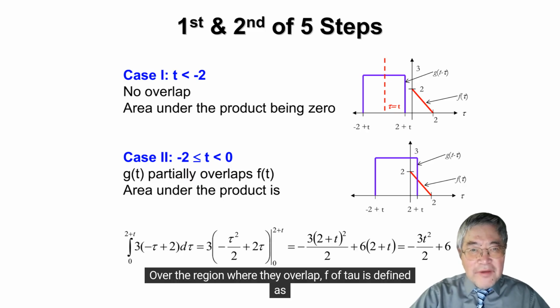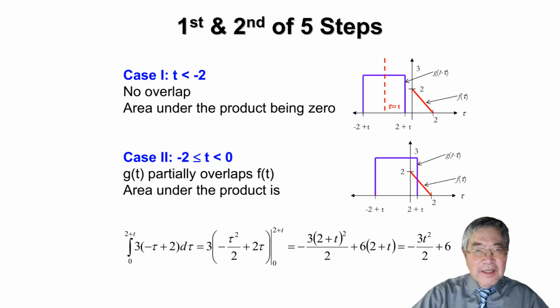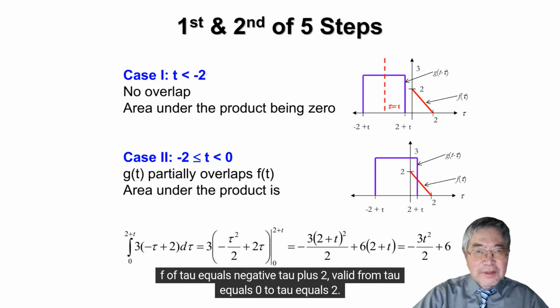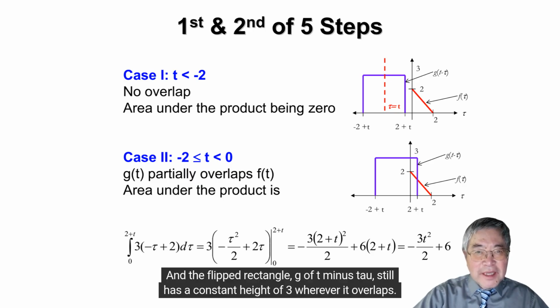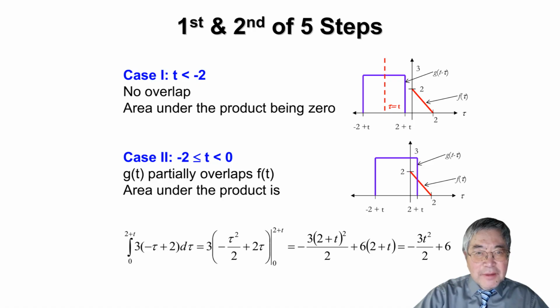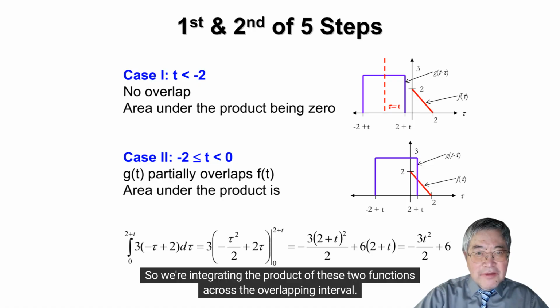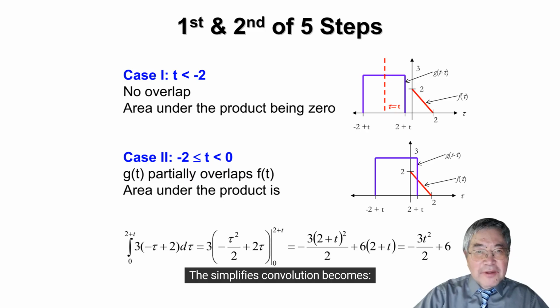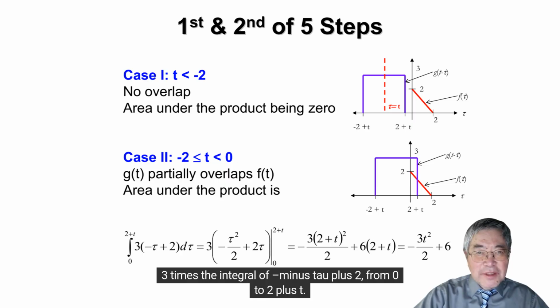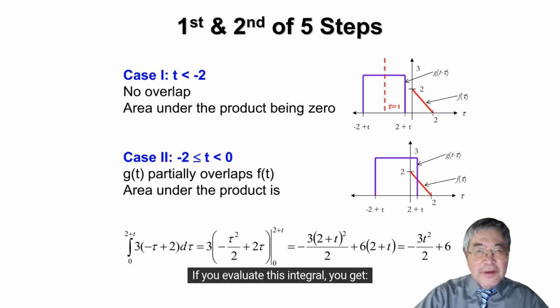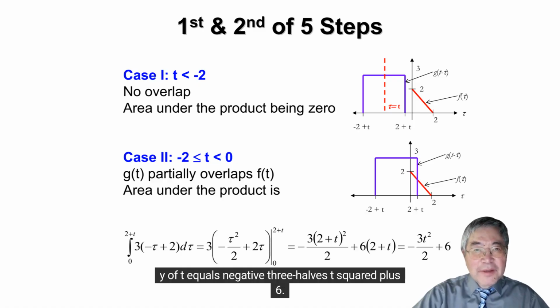Over the region where they overlap, f of tau is defined as f of tau equals negative tau plus 2, valid from tau equals 0 to tau equals 2. In the flipped rectangle, g of t minus tau still has a constant height of 3 wherever it overlaps. So we're integrating the product of these two functions across the overlapping interval. The simplified convolution becomes 3 times the integral of minus tau plus 2 from 0 to 2 plus t. If you evaluate this integral, you get y of t equals negative 3 halves t squared plus 6.